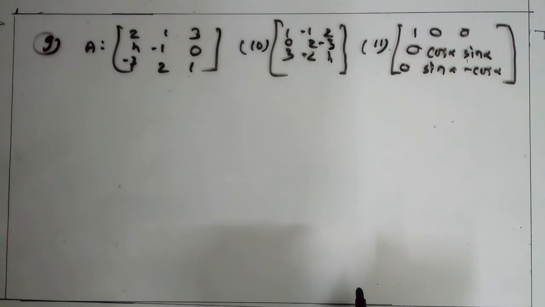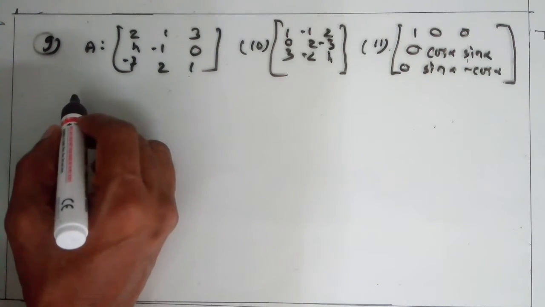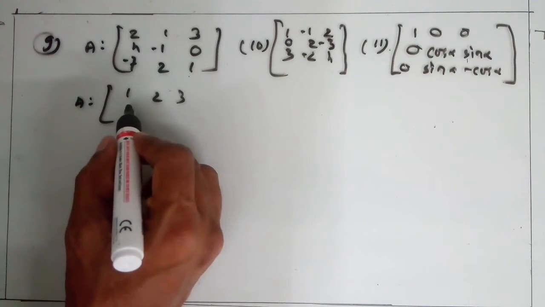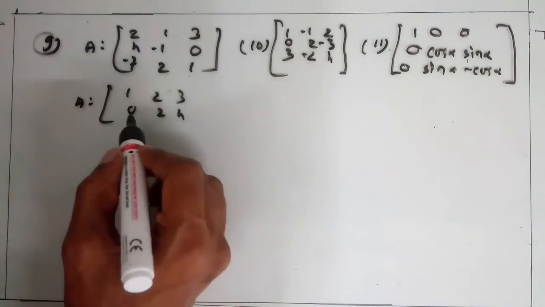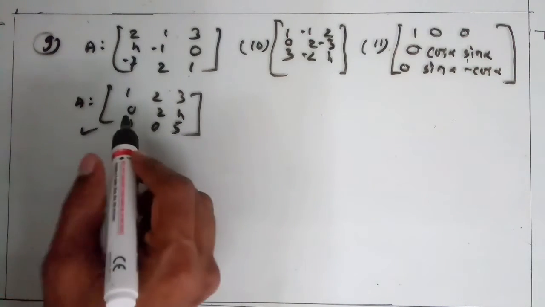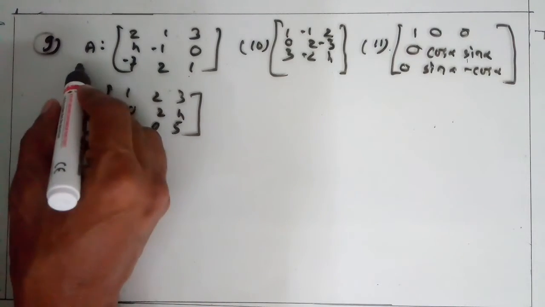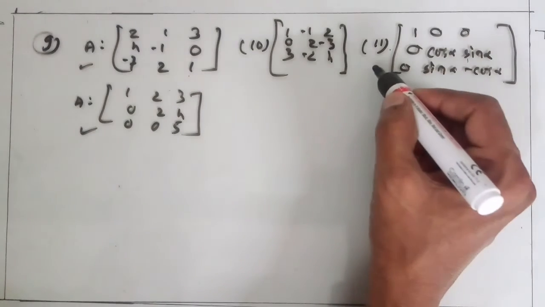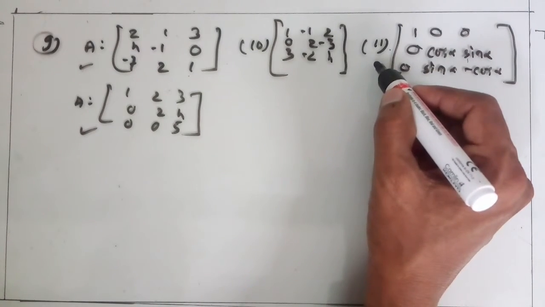In our previous lecture we discussed inverse, how to find inverse. Already we got the inverse of A equal to 1, 2, 3, 0, 2, 4, and 0, 0, 5. Applying the same method, find the inverse of A. Clear? Here we solve this 11.